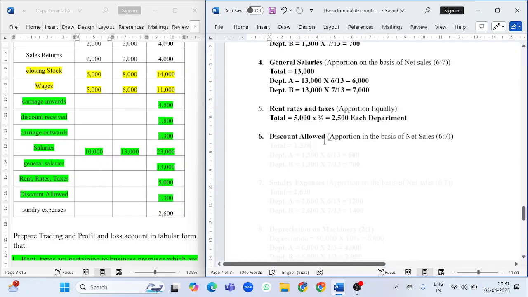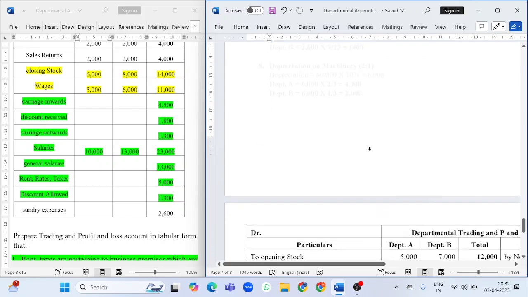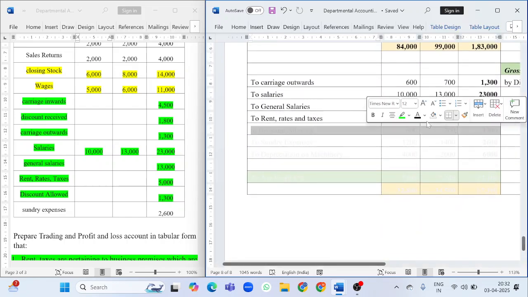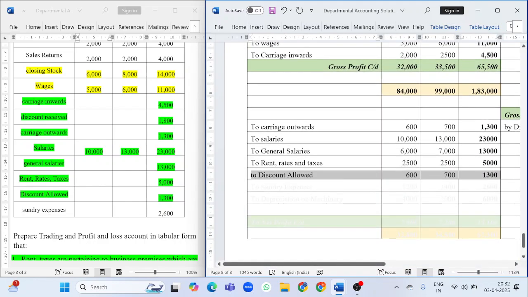So what is the total discount allowed? The total discount allowed is 1300 rupees. Now this has to be divided between both the departments. Department A, it will be 1300 into 6 by 13. Department B, it will be 1300 into 7 by 13. So you are getting the individual department expense, that is 600 and 700 rupees. That we will be showing on the debit side of the P&L account. To discount allowed 600 and 700.